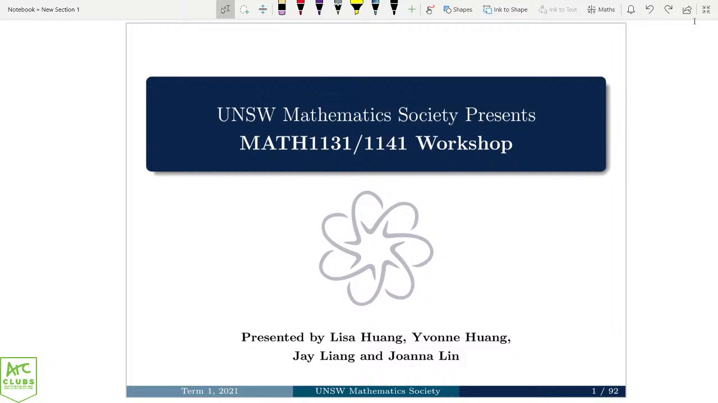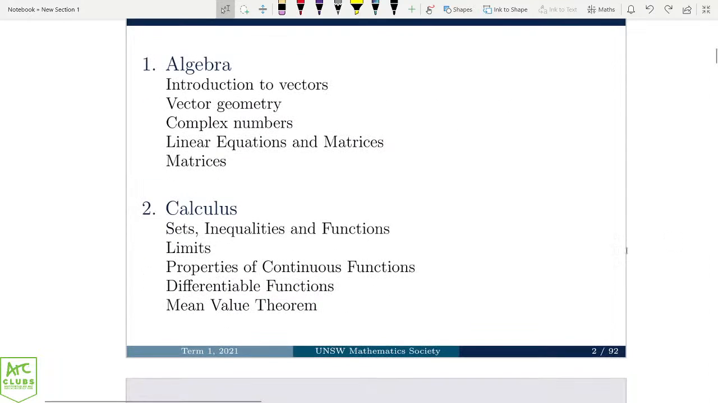Today we're going through our second topic in this course, which is calculus. So the first hour of this workshop will involve going through the first 5 topics of calculus, which are listed here.